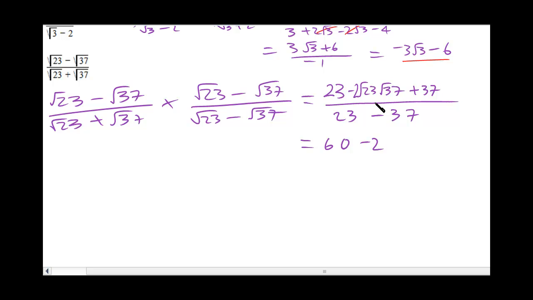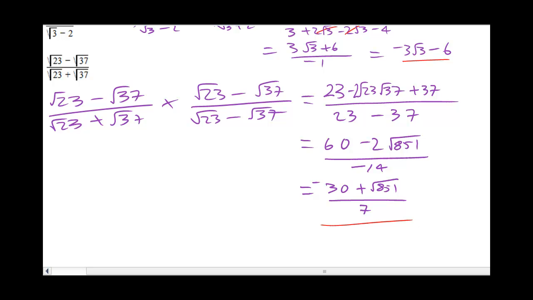minus two lots of root 851 when we've multiplied that all out, the 23 times 37, divided by minus 14. Now you can see 2 goes into both the top and bottom. I'm going to change the sign of everything, making that minus, that plus, that minus, which we can do. So 2 into 60 goes 30, and it's minus 30 plus 2, divided by 2 gives you just root 851 all over 7. Change the sign of that, and I get my final answer.